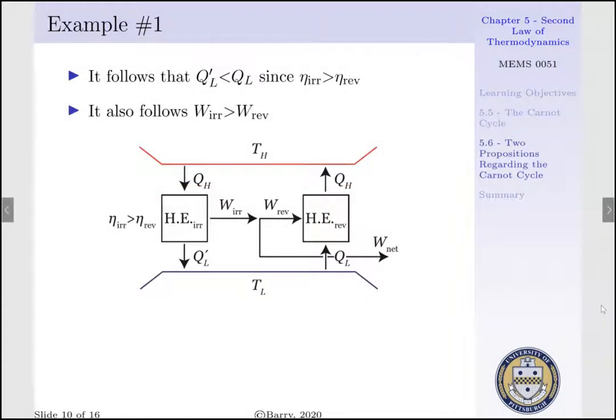Now, since QL prime is less than Q sub L, and the quantities of QH are the same, and since our efficiency of our irreversible heat engine is greater than that of a reversible, the work of our irreversible heat engine has to be greater than that of a reversible heat engine. That is, W sub IRR is greater than WREV, which means we have a surplus of power, i.e. W net.